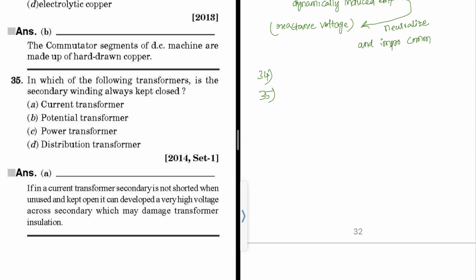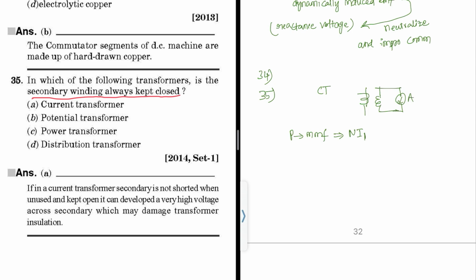Which of the following transformer's secondary is always kept closed? Which means the secondary winding should not be open, right? If you see the current transformer, CT, there is a bar primary and there is a secondary, and it is shorted with some ammeter. So why should the secondary not be kept open? Let me explain. In general, the primary will produce an MMF, N1 into I1.